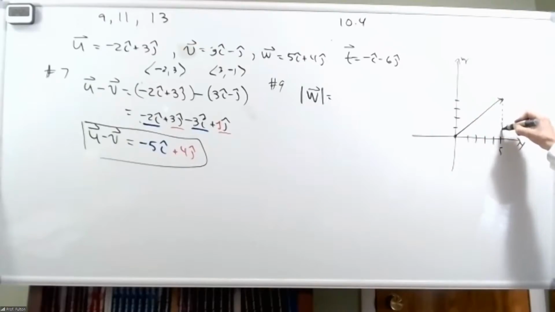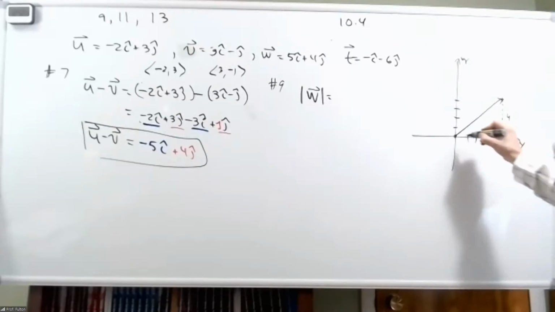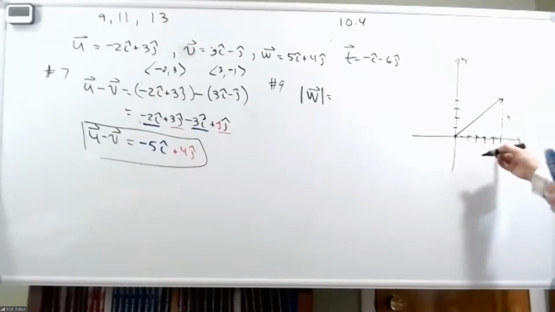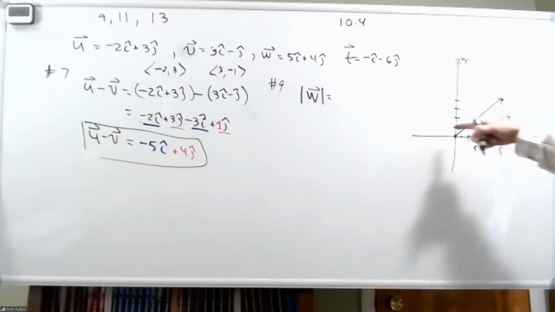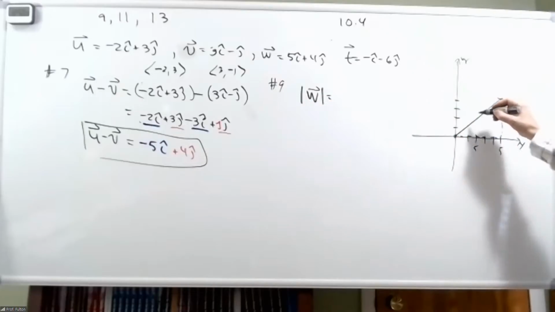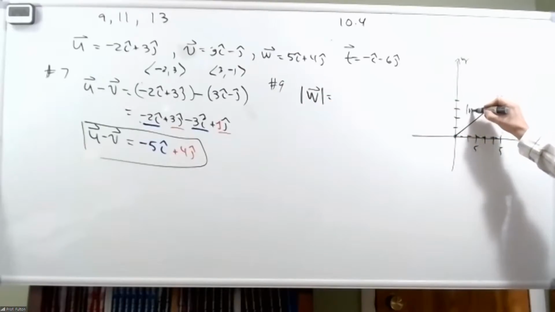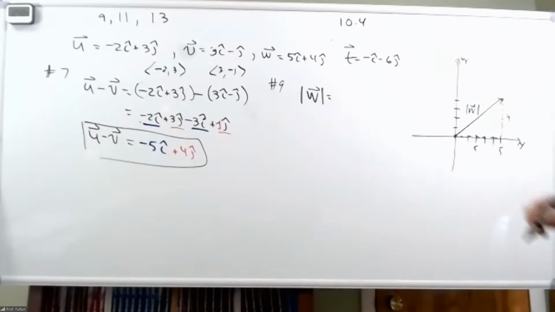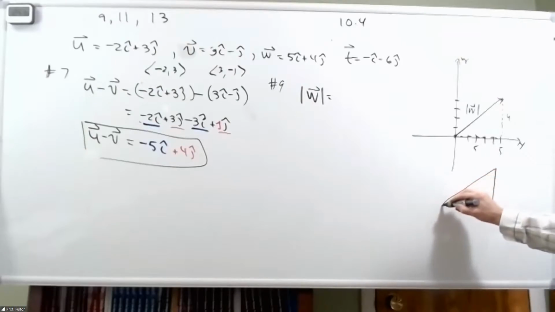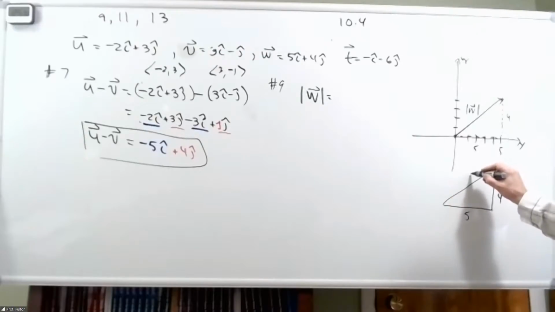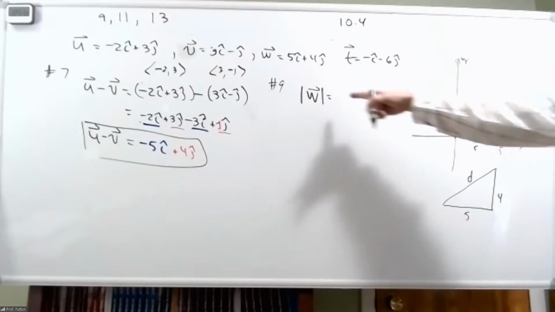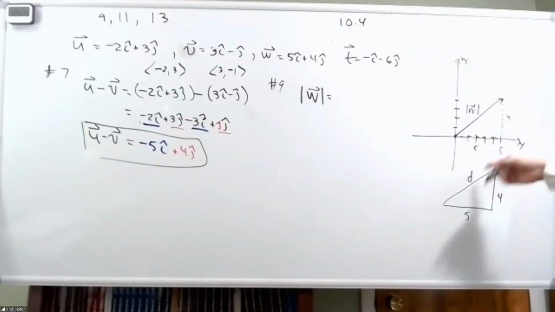So over here, that's the height of 4. And over here, that's a length of 5. We're looking for the magnitude. That's what this is. How long is that vector? That's what we call the magnitude of the vector w, its length. So what you see right here is a little right triangle. 5, 4, and we'll call this, say, d right now, which is nothing more than the magnitude, the length of that side.